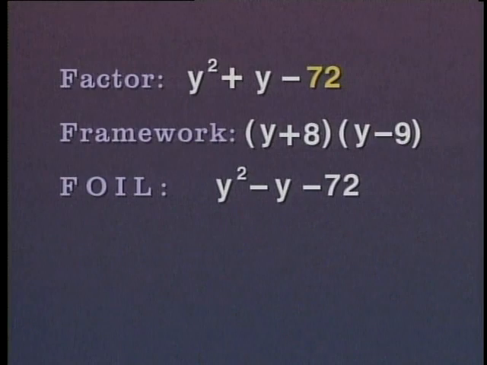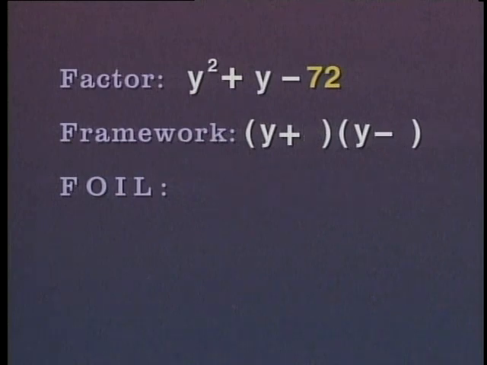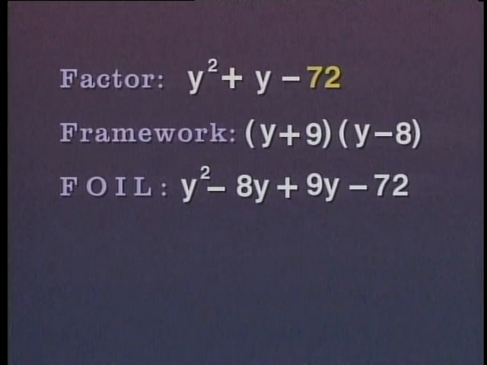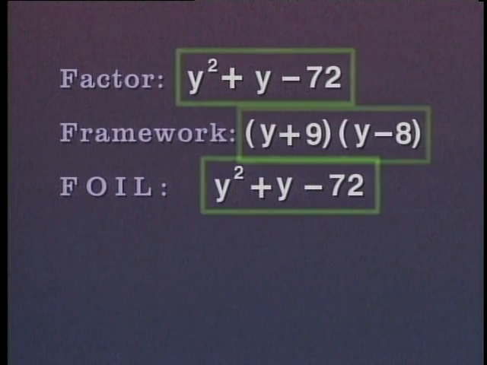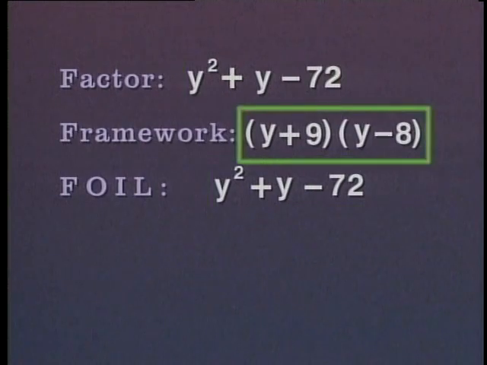Well, that's almost it, but not quite. What we want is a positive y for a middle term, not the negative y we just got. So let's switch the numbers. Now when we multiply, we get y squared minus 8y plus 9y minus 72. Combining the like terms this time leaves us with y squared plus y minus 72, which checks. So our answer is y plus 9 times y minus 8.